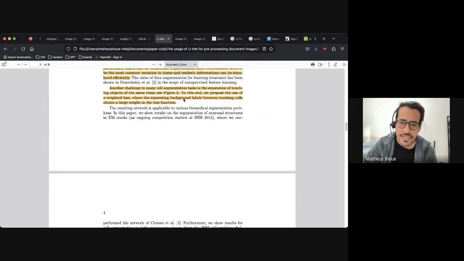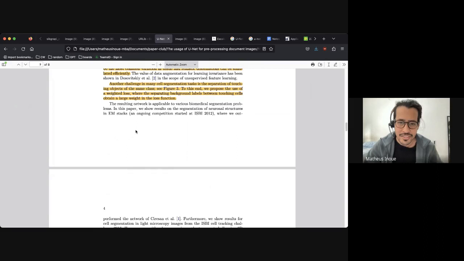So here they propose the use of a weighted loss. They created a weight map. If you make a mistake in an area that's associated with a border, you have a higher error than if you make a mistake in another part of the image, where it's just another error.